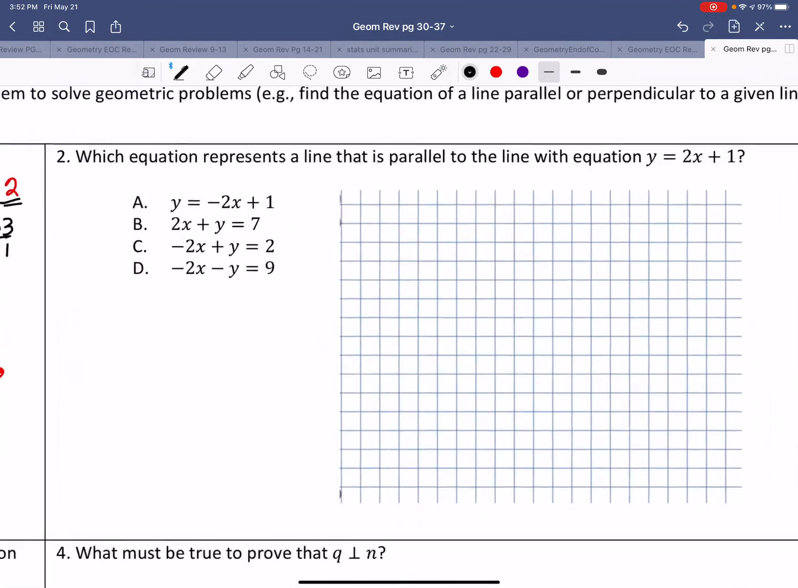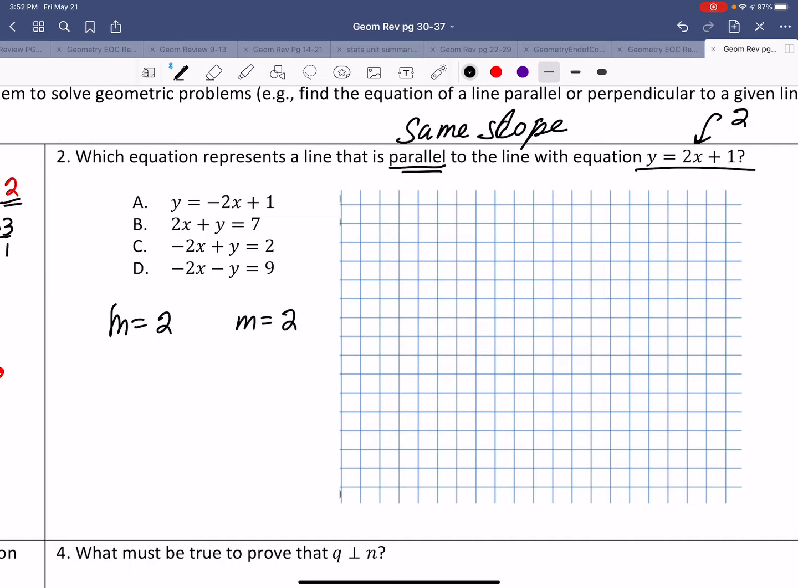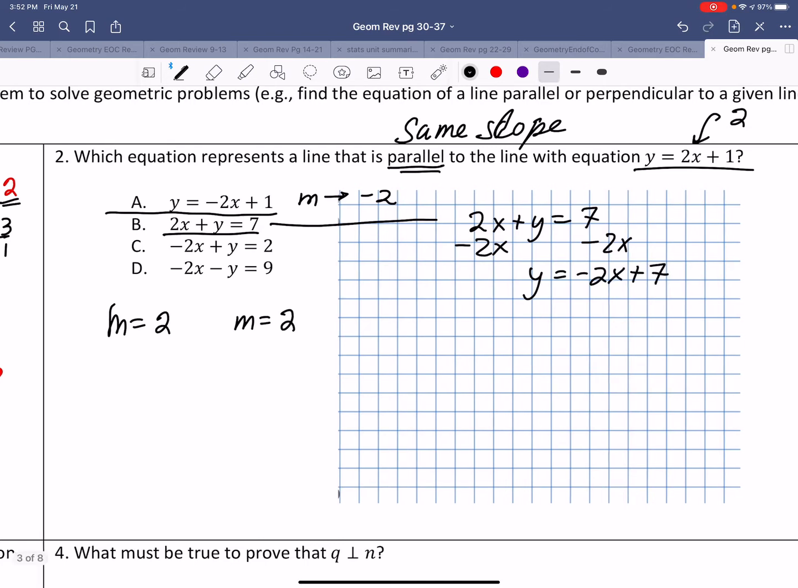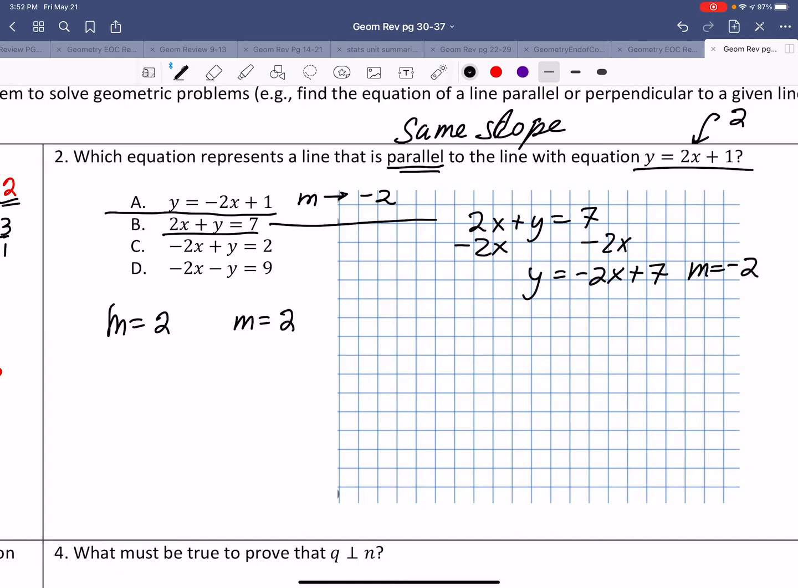All right, question number 2. Which equation represents a line that's parallel? So parallel means same slope. If this slope is 2, then the parallel slope is also 2. So we don't really have to graph this. We just need to find which one has a slope of 2. Here we notice the slope is negative 2. Here we got to do a little algebra. So 2x plus y equals 7. Subtracting 2x on both sides, it looks like we get the slope is negative 2 for this one as well.